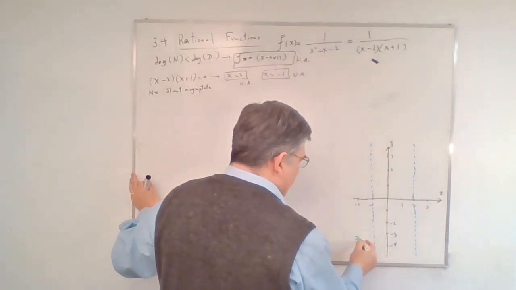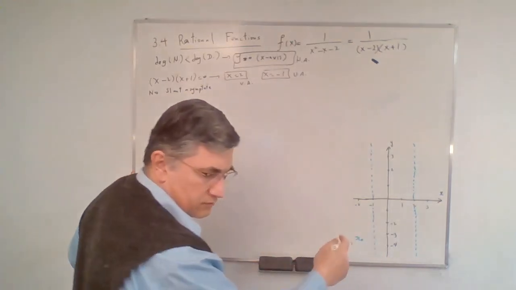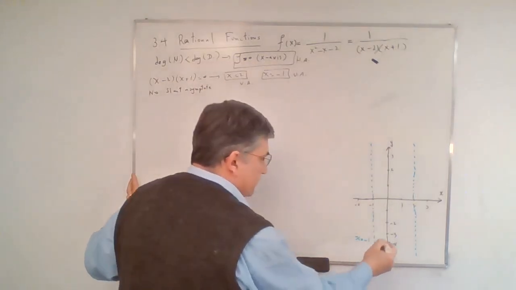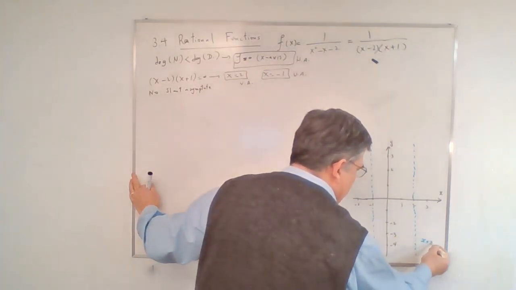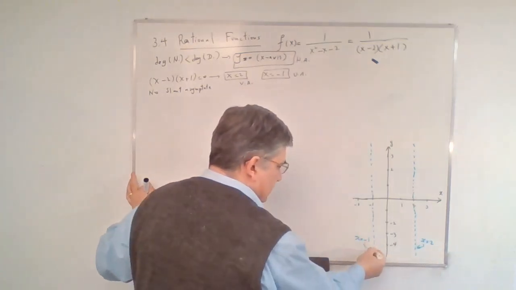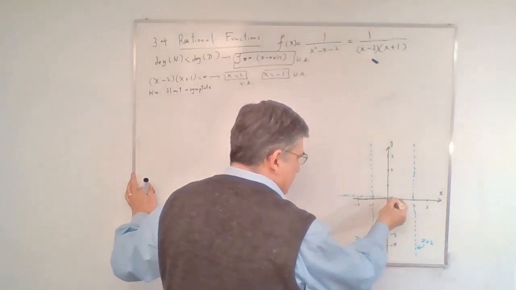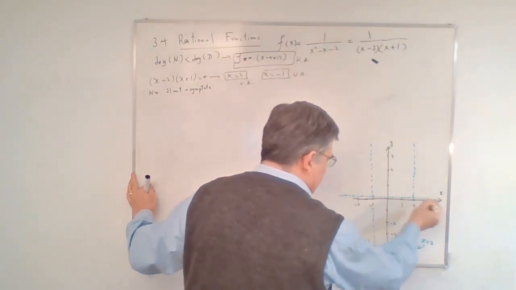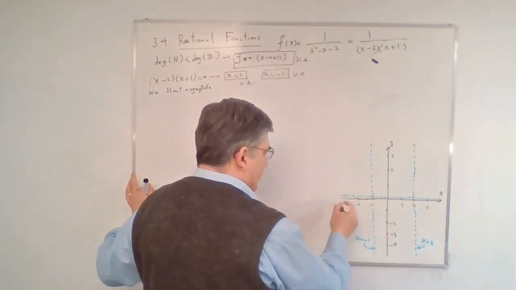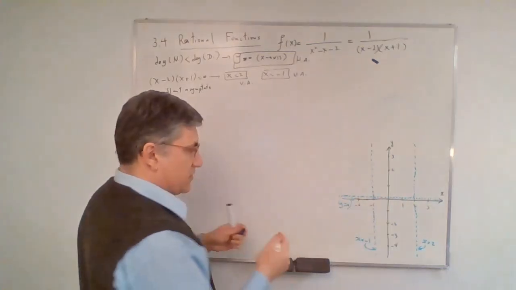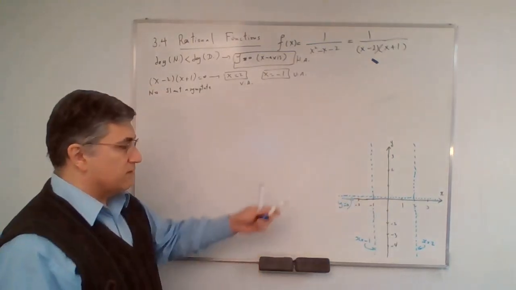This is x equals... what? x equals -1. This one is x equals 2. These are the two vertical asymptotes. And we do have the horizontal asymptote, which is nothing but the x-axis. So if I label this, it's going to be y equals 0. So these are the three asymptotes.